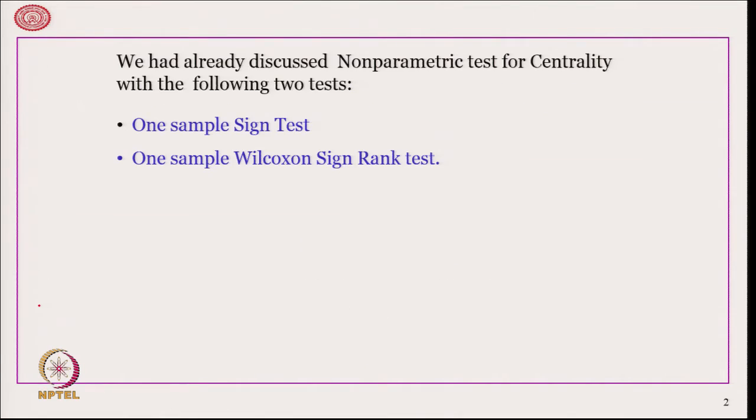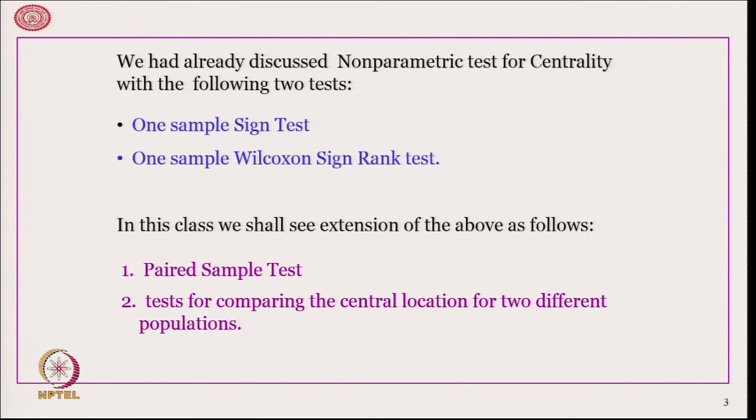In the last class, we had already discussed two non-parametric tests for centrality. In particular, we have studied the one sample sign test and the one sample Wilcoxon signed rank test. In this class, we shall see an extension of the above two as follows. We shall first study the paired sample test, and also we will look at a test for comparing the central location for two different populations. That means, the two sample test.